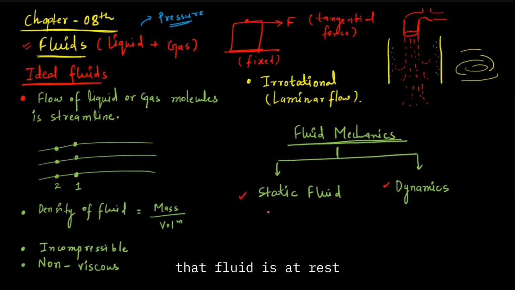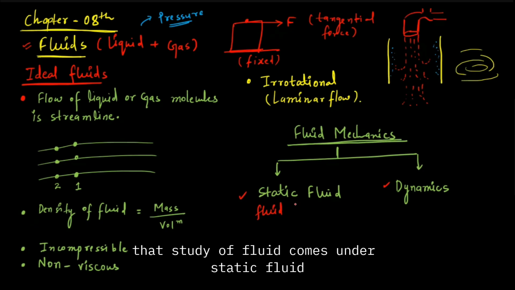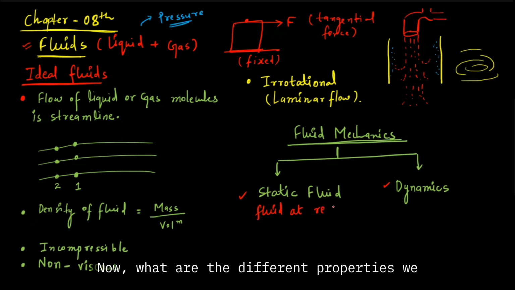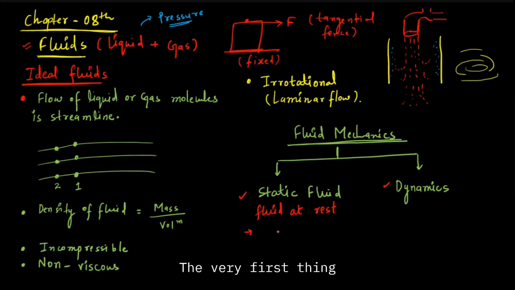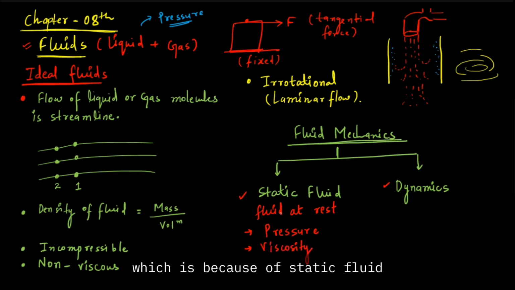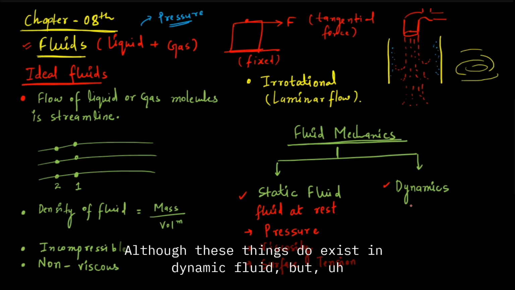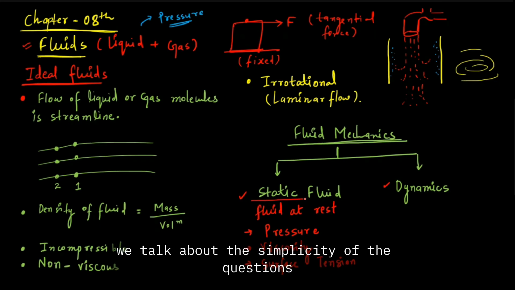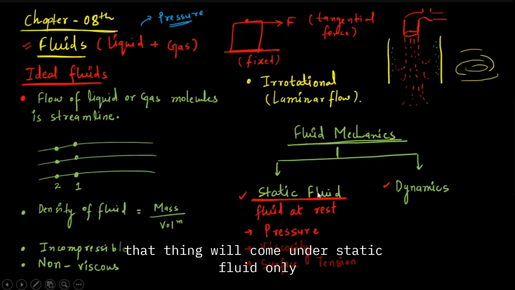Whenever we observe that fluid is at rest, that study of fluid comes under static fluid. Now, what are the different properties we're going to learn in static fluid? The very first thing, if fluid is at rest, is the pressure. As you know, the deeper we go into the ocean, the more the pressure increases. Why pressure increases, we'll talk about that also. Similarly, we'll talk about viscosity, which is another property of static fluid. Apart from this, we'll also talk about surface tension, another property due to the static nature of fluid. Although these things do exist in dynamic fluid, for the simplicity of the questions, they will come under static fluid only.